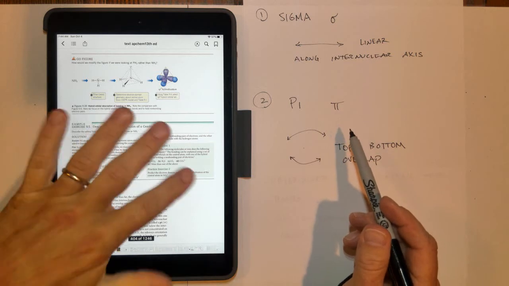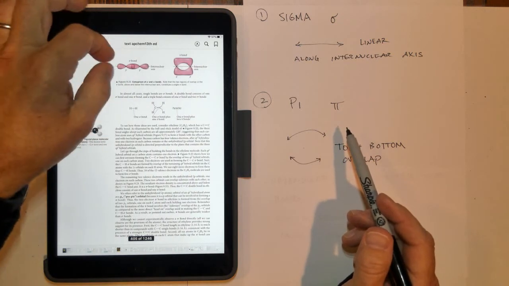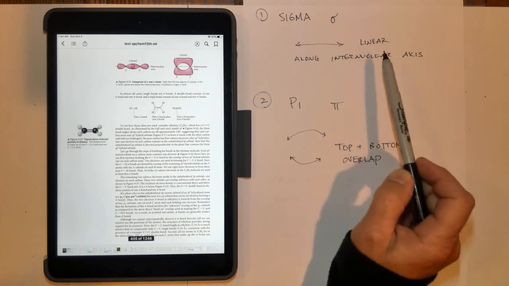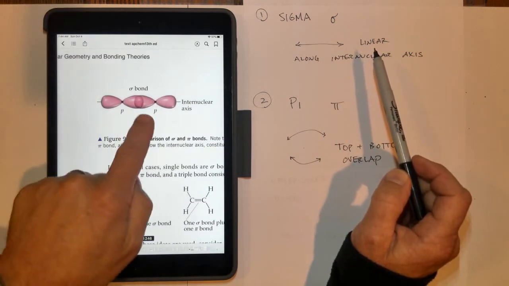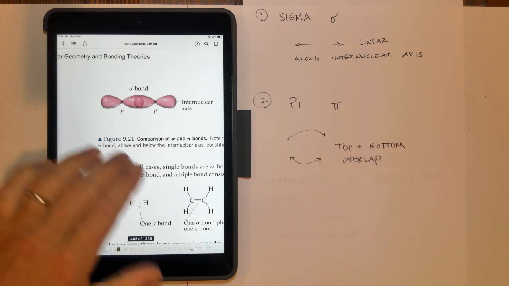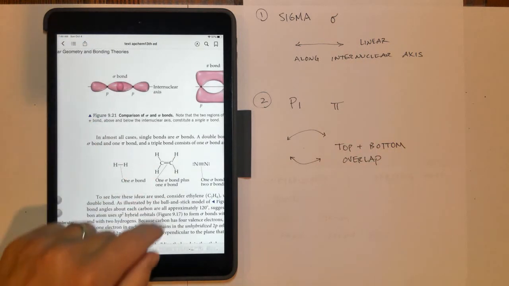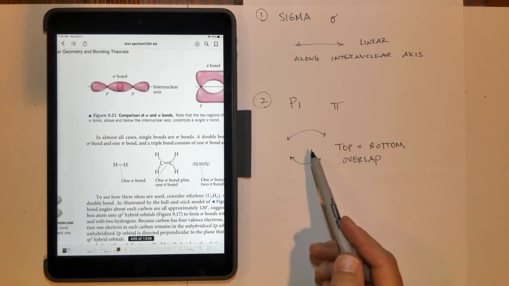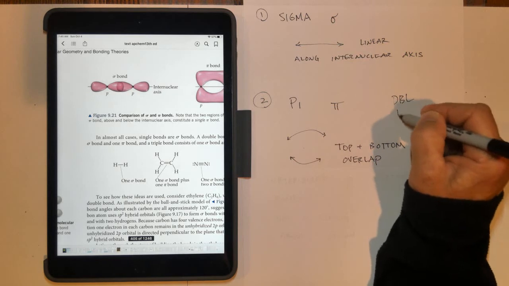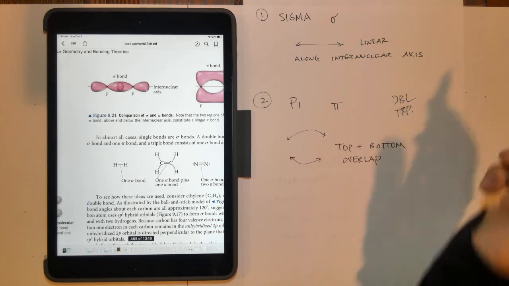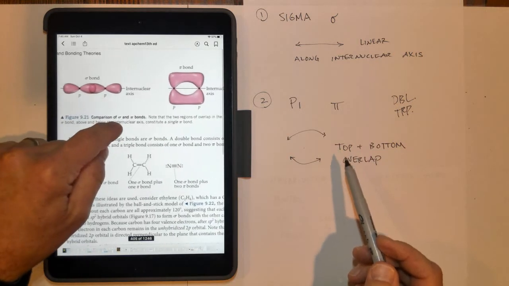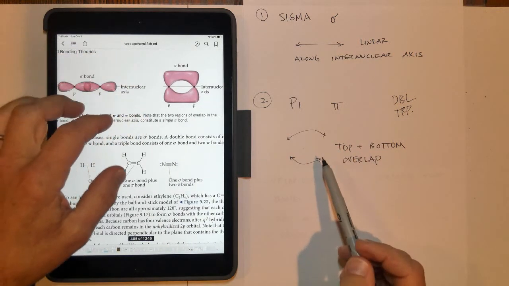All right. So sigma bonds are single bonds. They're linear along the internuclear axis. They're an overlap of two hybridized orbitals, or maybe not hybridized orbitals, but ones that are along the internuclear axis. Pi bonds only happen when there is a double bond or a triple bond. And that's because it's got to get out of the way of this internuclear axis, a top and bottom overlap.